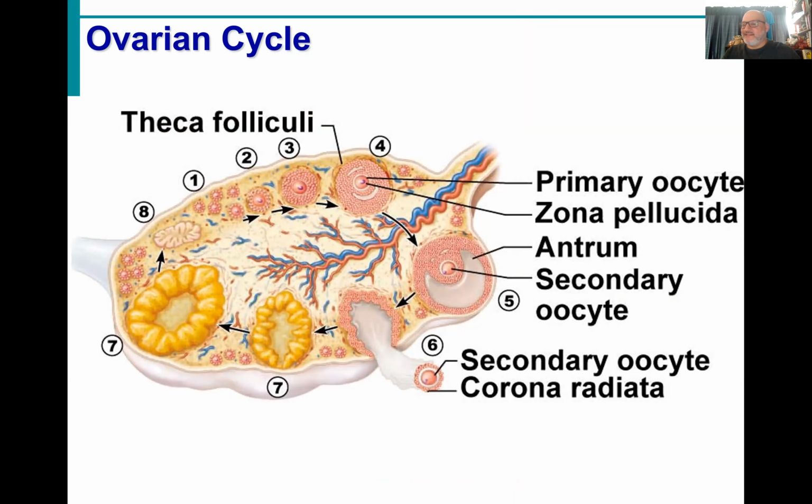We'll go ahead and take a break first. It is 2:30 now, so let's come back at 2:45, and we will restart at 2:45, and I will start the recording at that point. All right, so any questions on oogenesis before we take our break and come back with the ovarian cycle? All right, see you in 15 minutes.